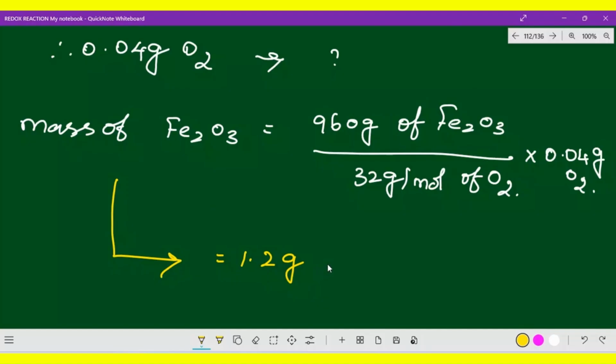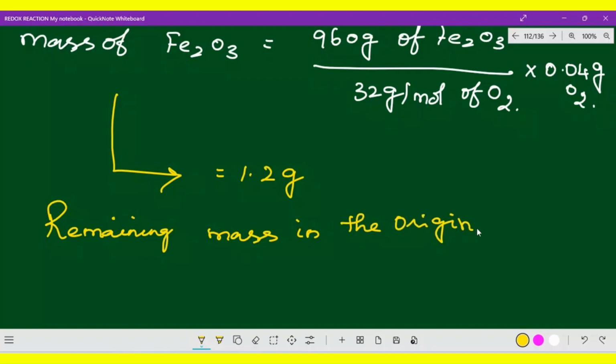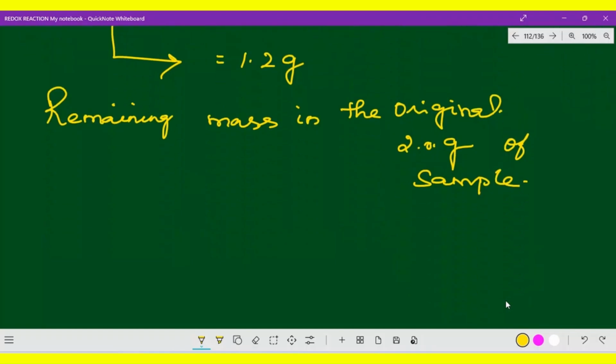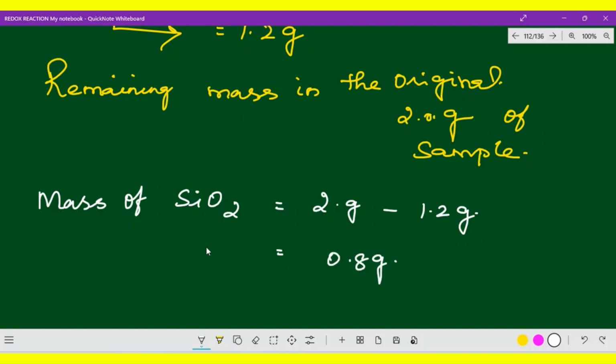Now the remaining mass in the original. It is actually originally how much? 2 gram, right? 2 gram of the sample. Right, now here the mass of silicon dioxide. So mass of silicon dioxide, what is it? 2 gram minus 1.2 gram, right? So original mass minus remaining. So you will be getting 0.8 gram of mass of silicon dioxide.